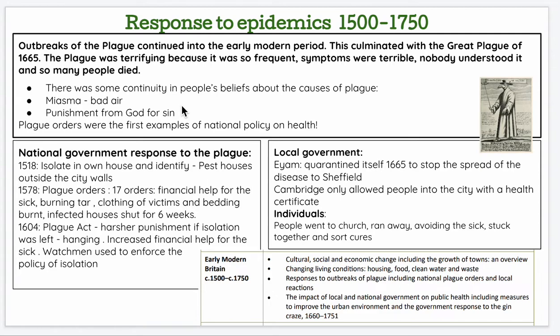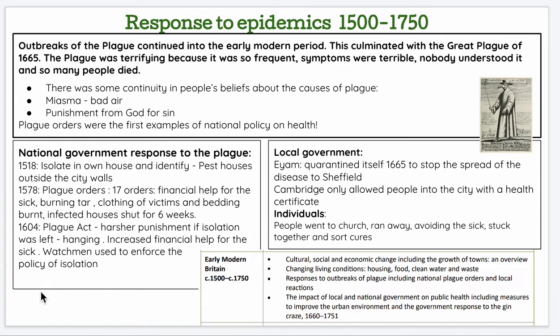However, the one change we see is that towards the end of this time period scientists begin to think that close contact with an infected person may be a cause of the disease spreading. And alongside that, the other change is the first example of national policy for health, through the plague orders that are put in place to respond to this epidemic.